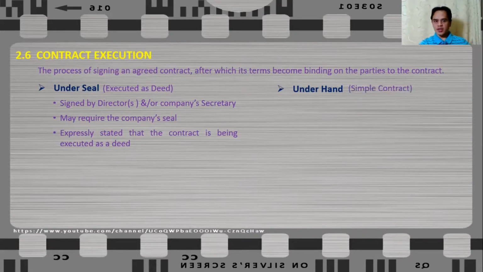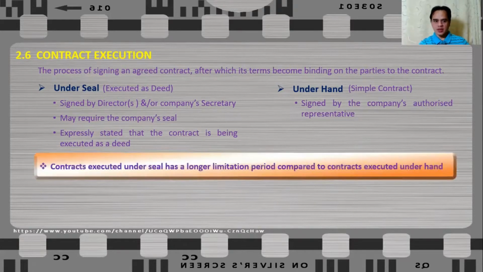While execution of a contract underhand is also what we call a simple contract. It is signed by the company's authorized representative. So whoever from the company, as long as this person is authorized by the company, can sign the contract. It doesn't need to be the company director or the company secretary, as long as the person is authorized by the company. Contracts executed under seal have a longer limitation period compared to contracts executed underhand. So this is the major difference between the two: the limitation period.